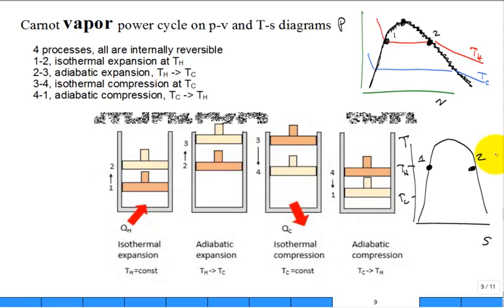Now, where is state 3 on either of these diagrams? Which one's easier to figure out? The state 3 on a TS or a state 3 on a PV diagram? On a TS. On TS, state 3 is straight down. Same logic that was applied. Adiabatic, reversible, isentropic. Isentropic, S3 is equal to S2. Now, where is state 3 on PV? Is it over here, straight down, or over there?